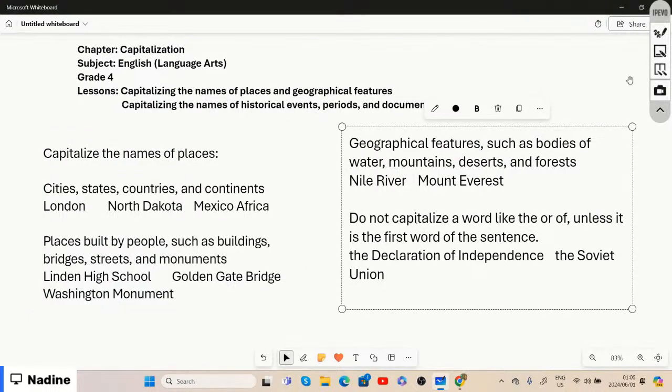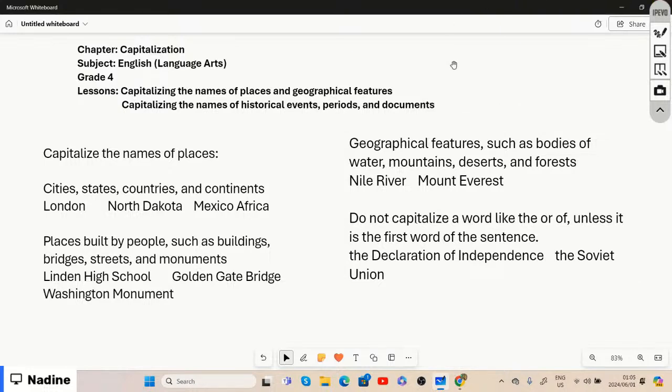Our subject is English language arts, grade 4, and the lessons that we are focusing on under the chapter of capitalization are to capitalize the names of places and geographical features, and to capitalize the names of historical events, periods, as well as documents. All right.